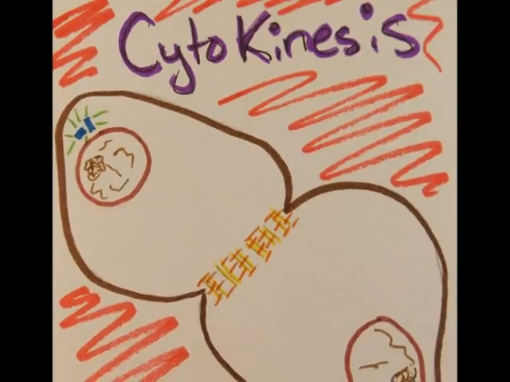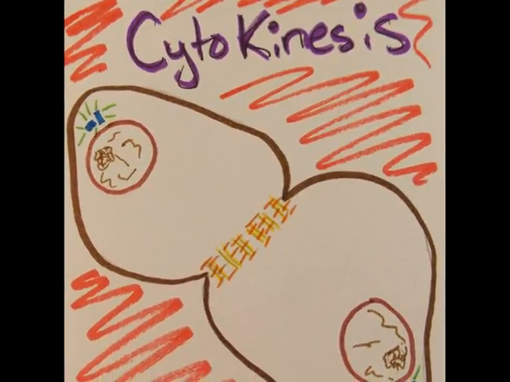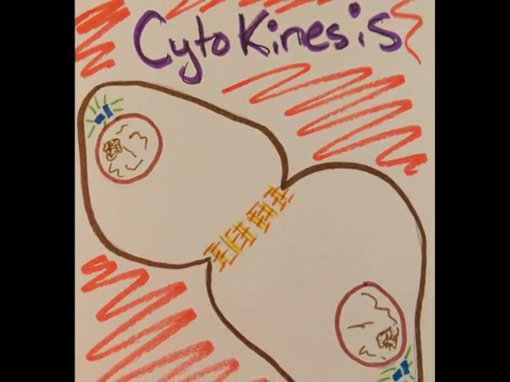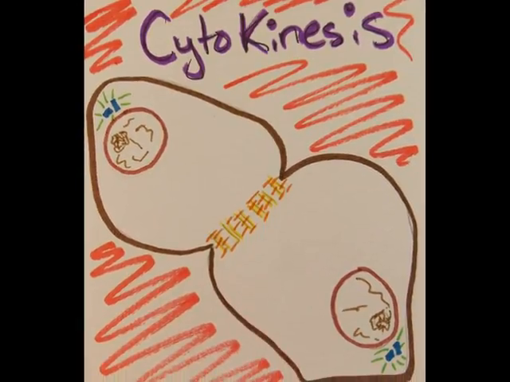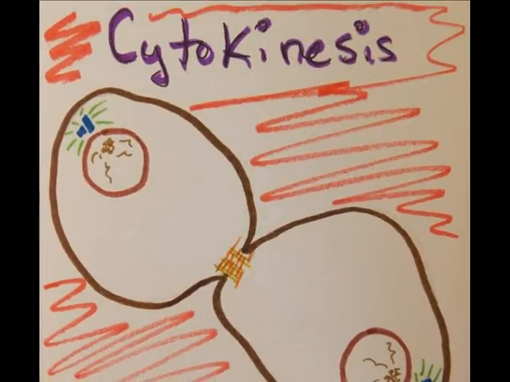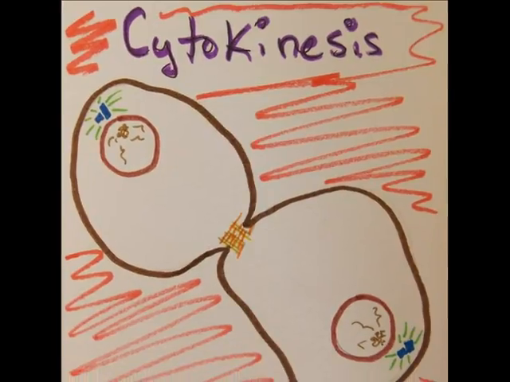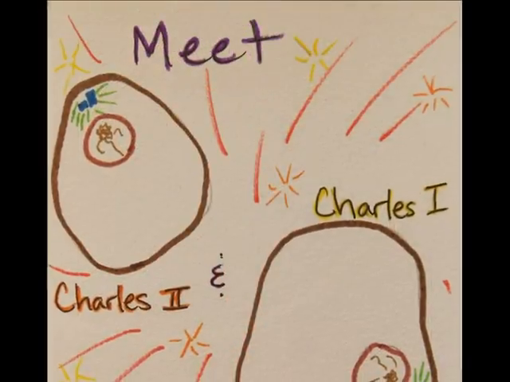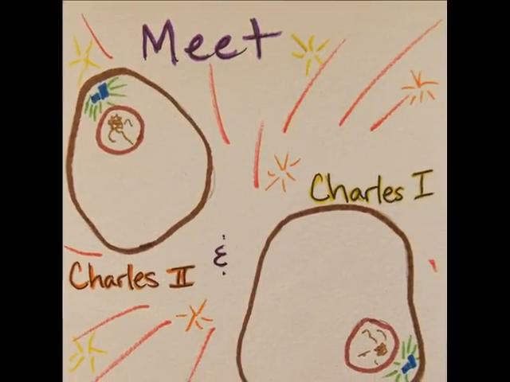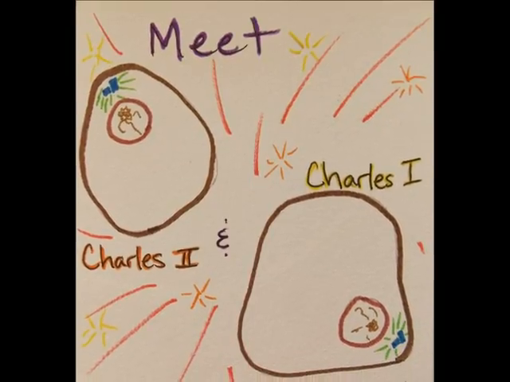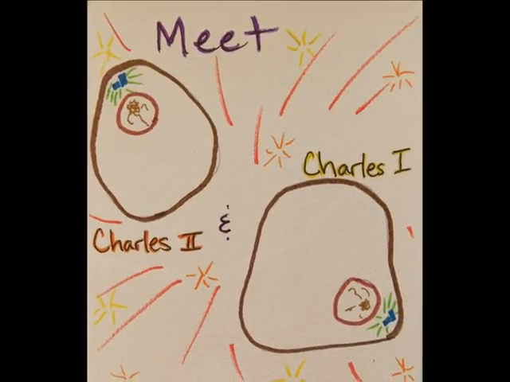Cytokinesis is the process of Charles splitting into 2 cells. In animal cells, like Charles, the fibers pinch the cells off from each other. In a plant cell, a cell wall simply forms and separates the 2 cells. I am proud to now introduce you to Charles II, and of course, you know Charles I.